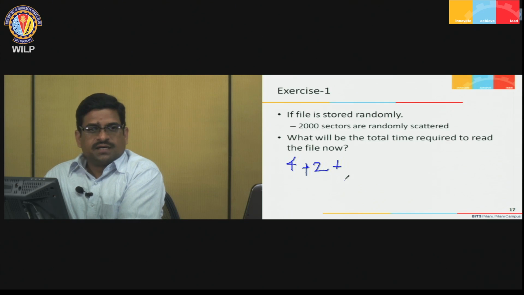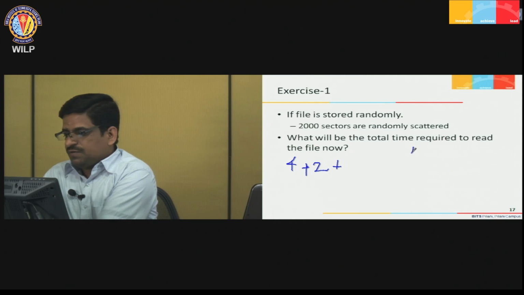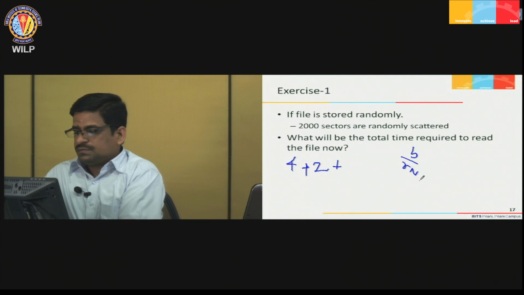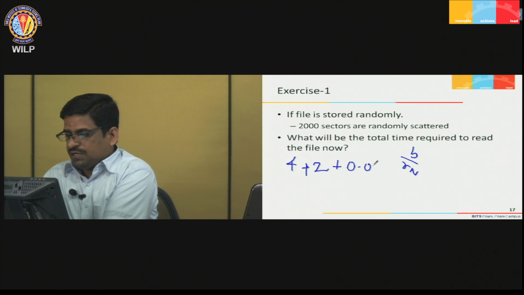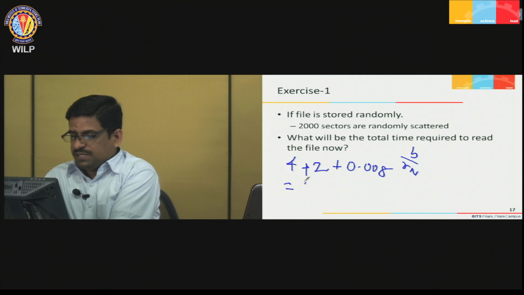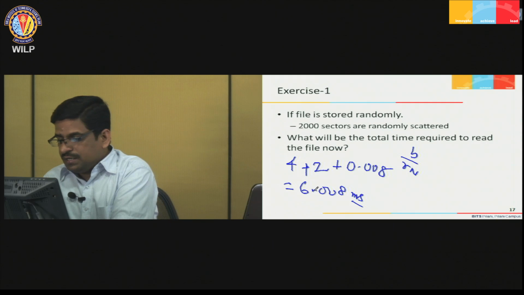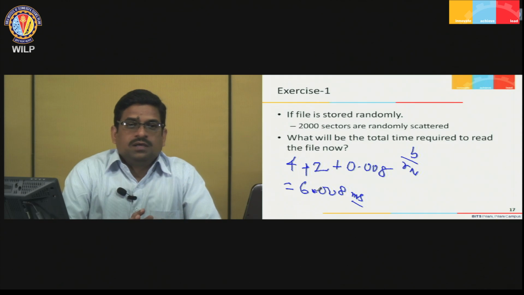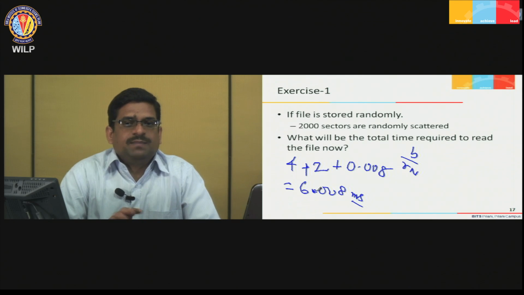To read one sector, transfer time calculation will be B by Rn. If you calculate this, it will give you 0.008 millisecond. So the total will be 6.008 millisecond. That is for reading one sector. Now all sectors, any sector, because randomly stored, so all these 3 components will come in a picture for reading all sectors. So you have to simply multiply with the number of sectors, so 2000.